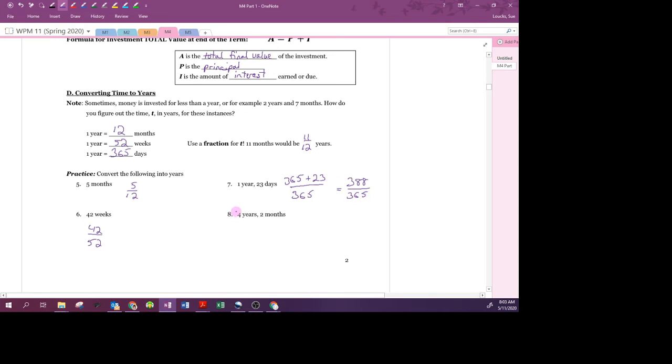365ths of a year. 4 years and 2 months, well, we're talking months, so it's going to be out of 12. And 4 years is 48 months plus 2 months, so that's going to be 50 over 12. Okay?